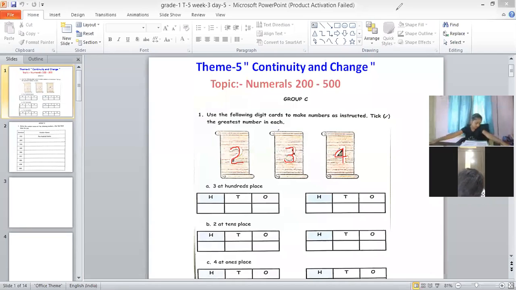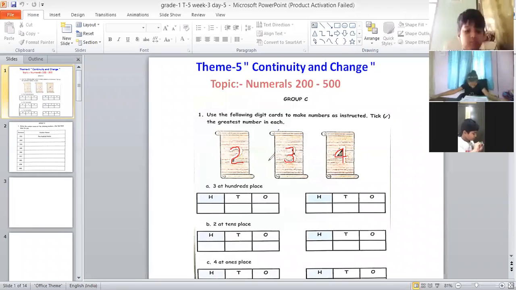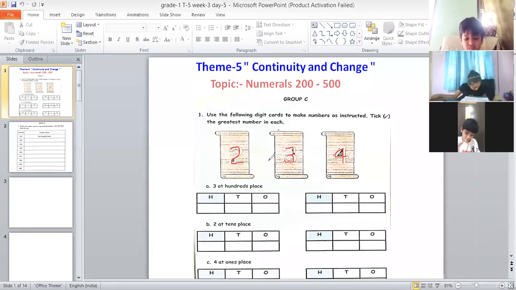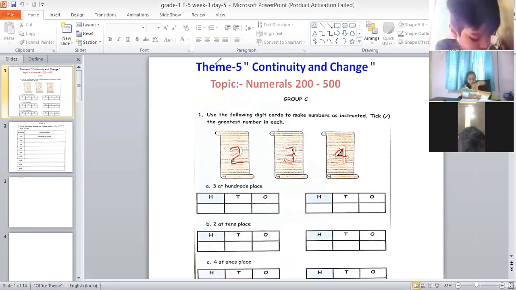Now, the question is, we have to use the following digit cards. Digit cards means we have three numbers here: 2, 3 and 4. First is 2, second is 3 and third number is 4. We have to use these three digits to make the greatest number.